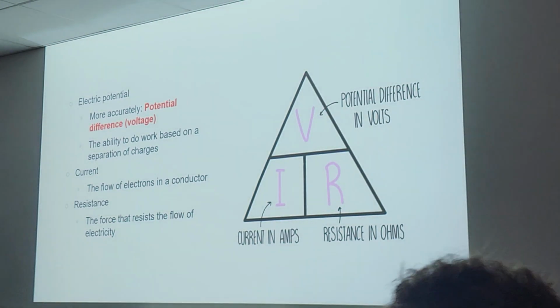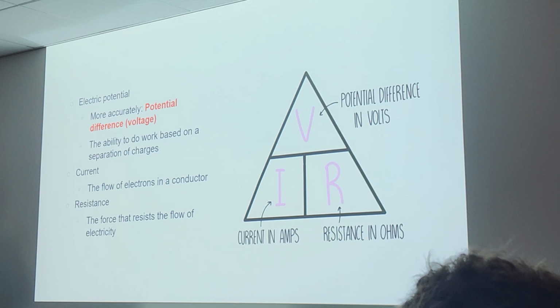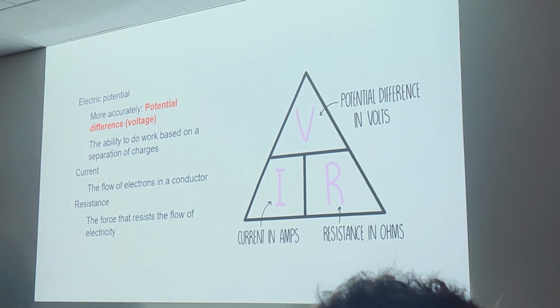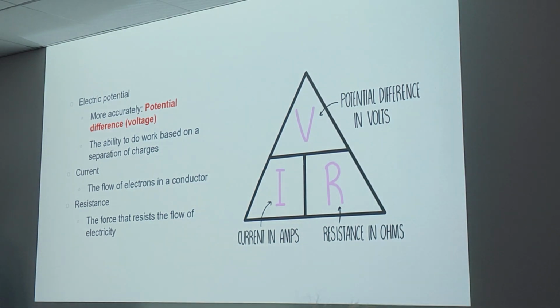So we can say that we measure electric potential through voltage, and voltage can be defined as the ability to do work based on that separation of charges. And we already know that current is the flow of electrons within a conductor, and then resistance is the force that resists that flow of the electrons in the conductor. So from that, we have some formulas.